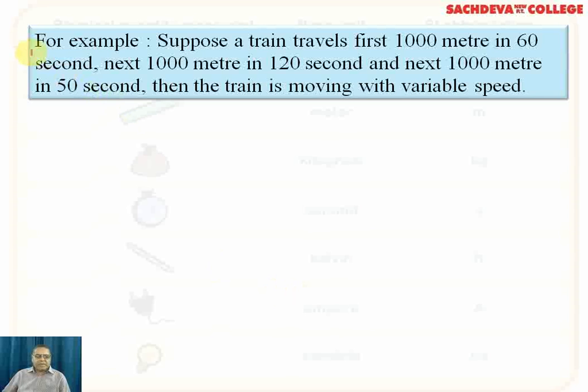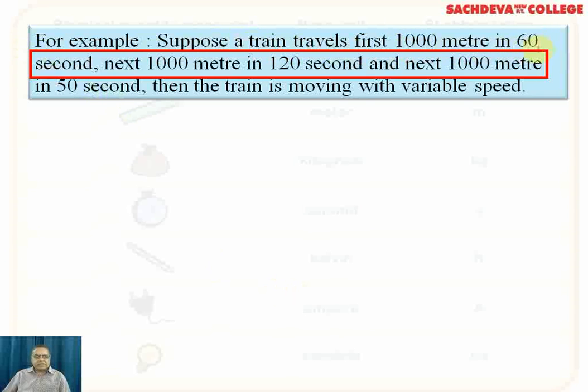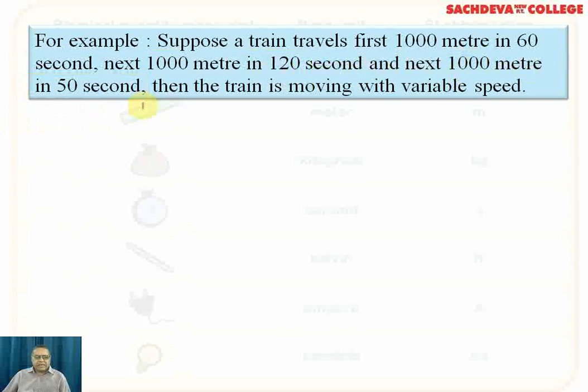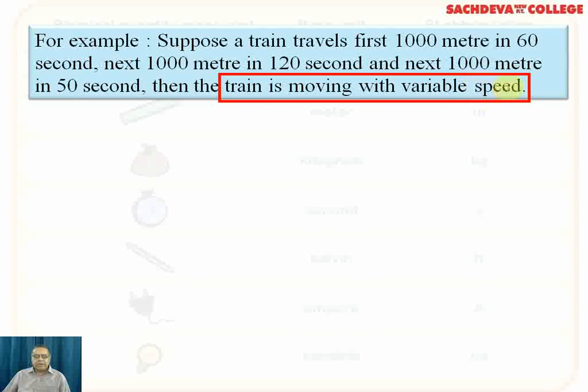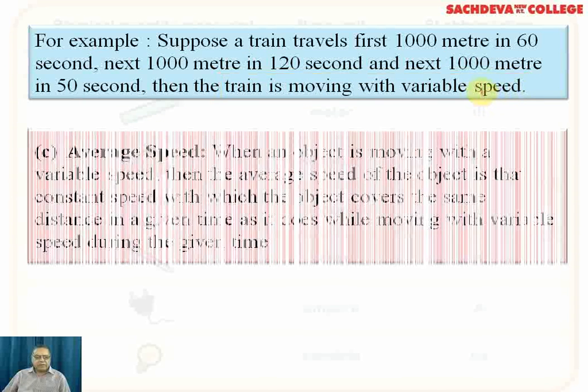Now we can have an example that suppose that a train travels 1000 meters in 60 seconds. Then next is again 1000 meters in 120 seconds, and next 1000 meters in 50 seconds. So what we are observing is that the length covered is the same, but the times are changing. So the train is moving with a variable speed or non-uniform speed.